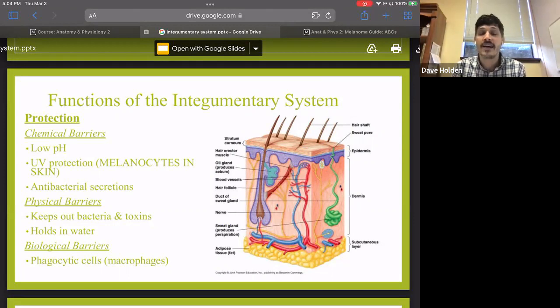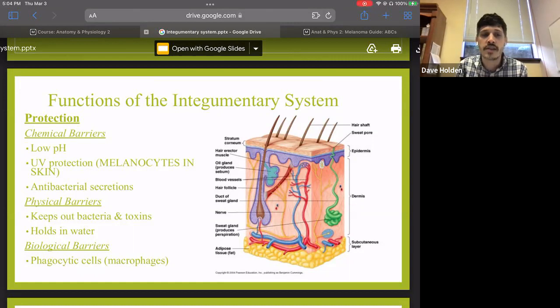Number one, it provides a chemical barrier. And this is done through the slight acidity of the skin. When we measure its pH, skin is usually somewhere around 4.7 to 4.5, which is slightly acidic. We have UV protection. So the melanocytes in your skin produce melanin, that's your skin pigmentation. And the more melanin you have, the more protected you are from the harsh UV rays of the sun.